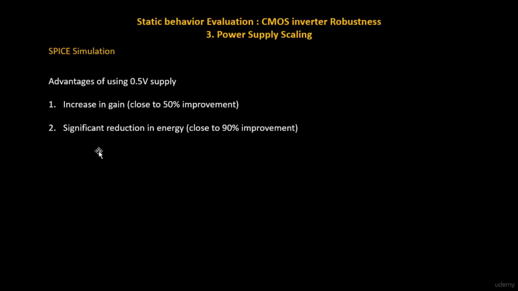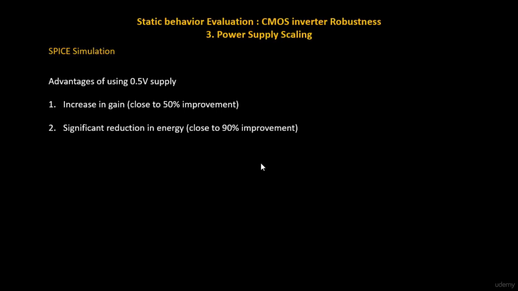Let's note the second advantage that we see using a 0.5 volt supply, and that's significant reduction in energy, and that is close to 90%. We saw 96% improvement, but I'm just stating a term which is close to 90%. Okay, so what can go wrong? We have increase in the gain. We have about 50% improvement in the gain, which is a very good factor for an analog designer. We have significant reduction in energy, which is close to 90% improvement. So you can save a lot of power in your batteries, in your mobile phones or your watches.